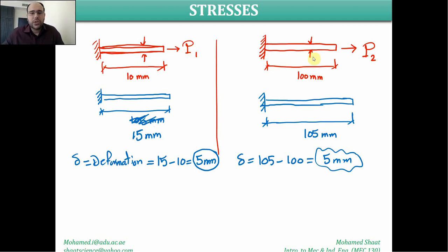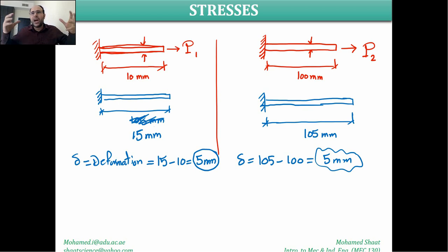But how about the other side? This 5 millimeters in comparison to the 100 millimeter original length of the bar is not a big deal, it is nothing. It is very small in comparison to the 5 millimeters with respect to the 10. It means that the deformation in both is the same. So if I ask you what is the effect of this force over this bar and this force over this bar?